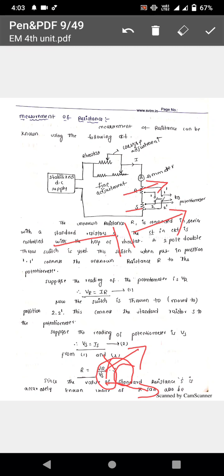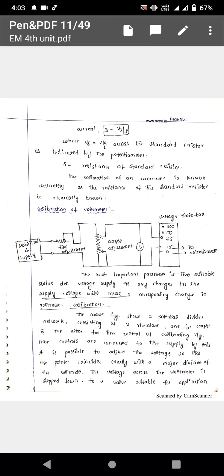Coming to another application of potentiometer, this is the calibration of voltmeter. Already we did the experiment practically also, Crompton's potentiometer, how to calibrate. By the use of a voltage ratio box, we can calibrate for higher voltages, because the maximum potentiometer voltage level is only 1.5 volts. Similar to before, a potential divider with coarse adjustment, fine adjustment, and a stabilized DC supply is required, because this is a DC potentiometer.